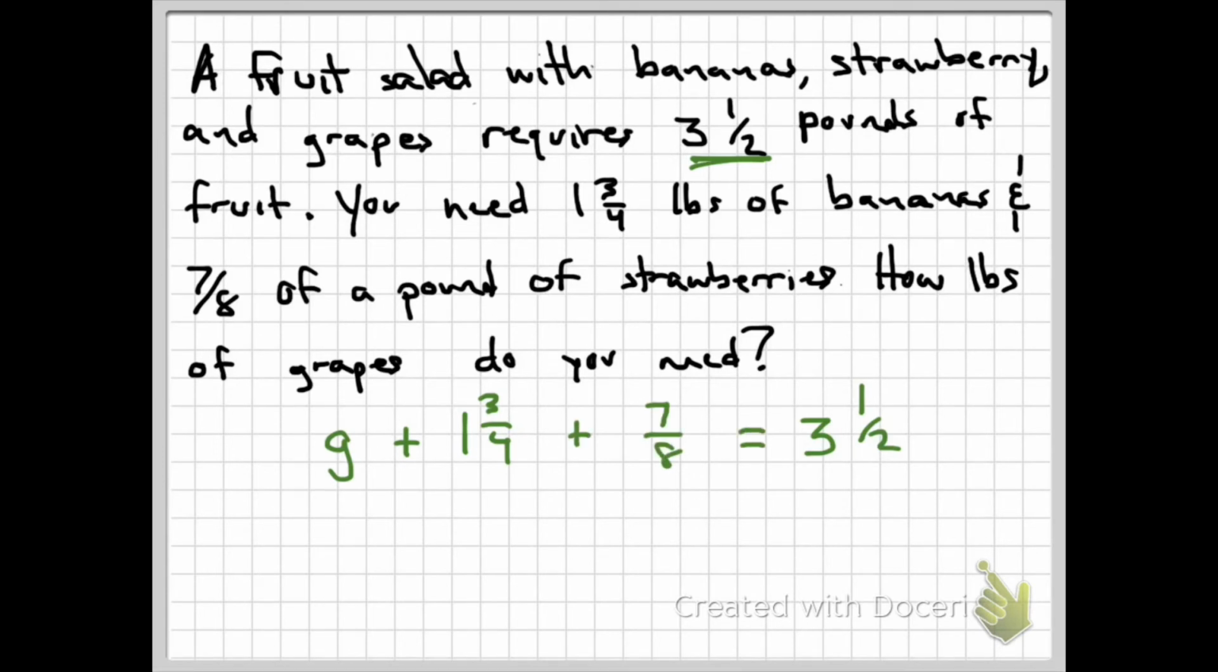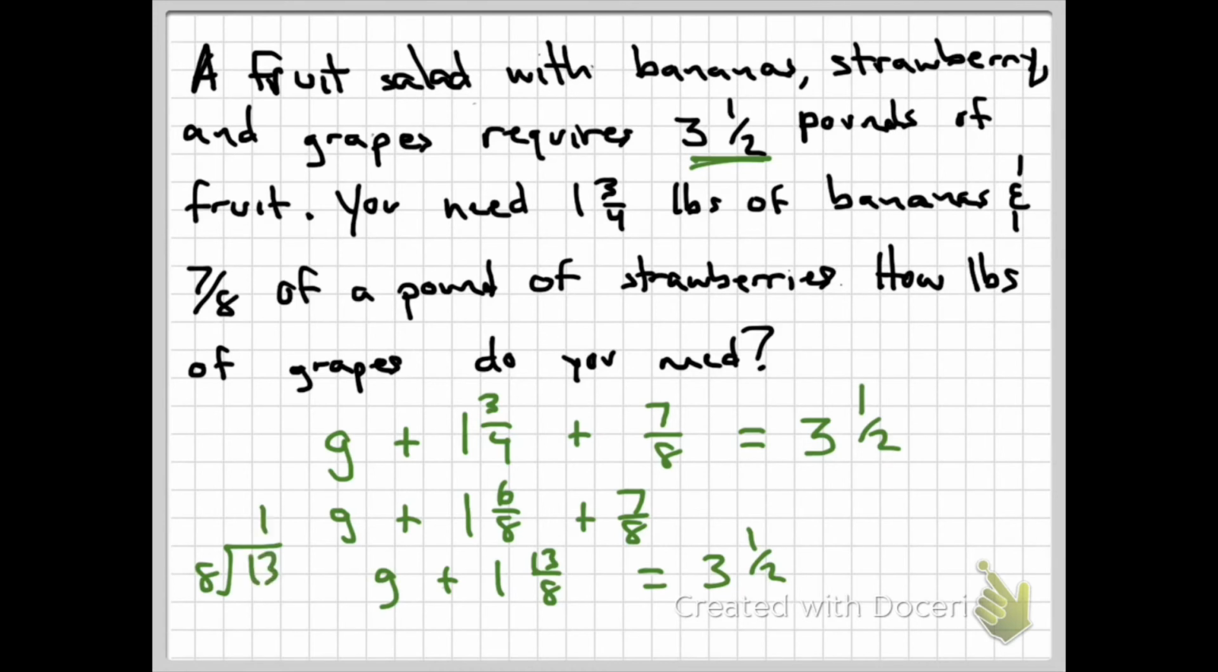So already we have to find a common denominator here. So let's use 8. Looks like if we multiply 4 by 2, we can get our answer. So we have 1 6/8 plus 7/8. All right, what that ends up giving us is 1 13/8, which looks kind of weird, but we will convert that. 8 goes into 13 once. We have 5 left over, so we can make this 2 5/8 instead.